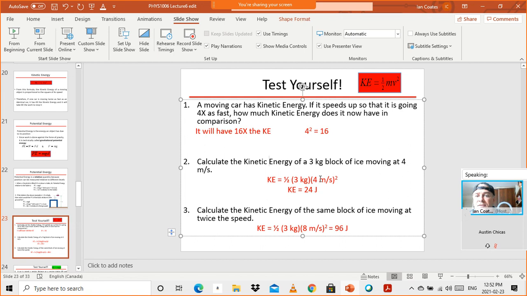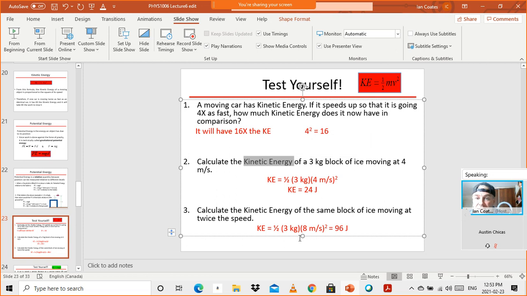Calculate the kinetic energy of a 3 kilogram block of ice moving at 4 meters per second. So I'm asking you for kinetic energy. I think there's only one formula there for kinetic energy. So you just go find your formula. Kinetic energy is equal to a half mv squared. Plug and play.